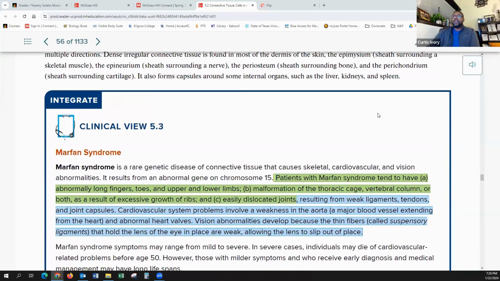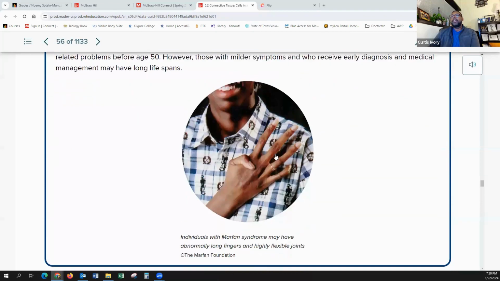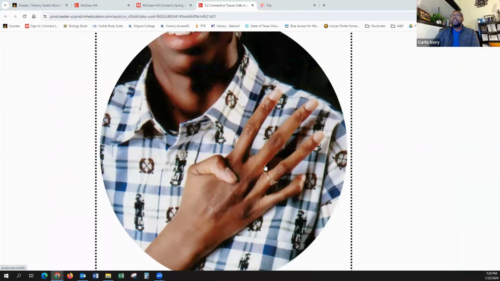So there are some syndromes that can attack these different types of tissues. So we have to be careful. But if you take a look here, his fingers are really long. So it's affecting the cartilage in his hands. And remember, bones are actually cartilage before they become bones. That's one reason why his hands are longer.